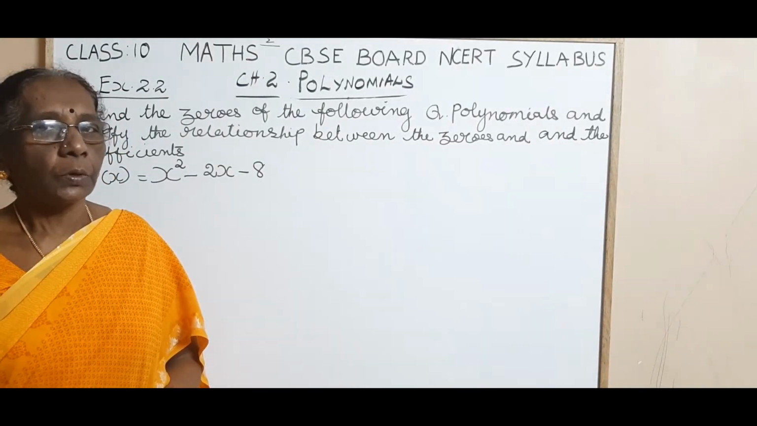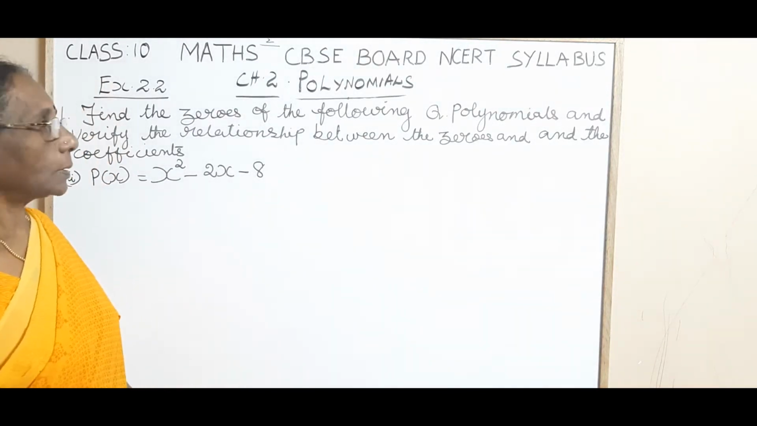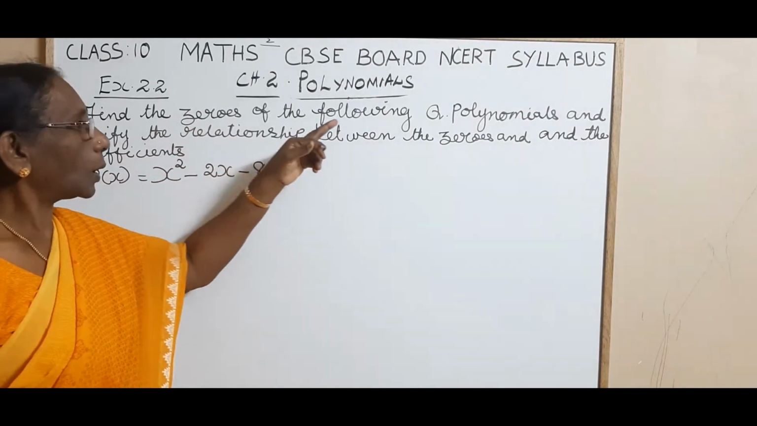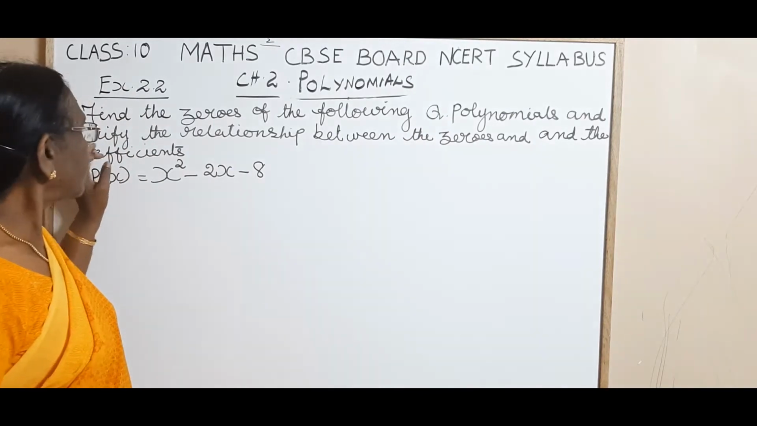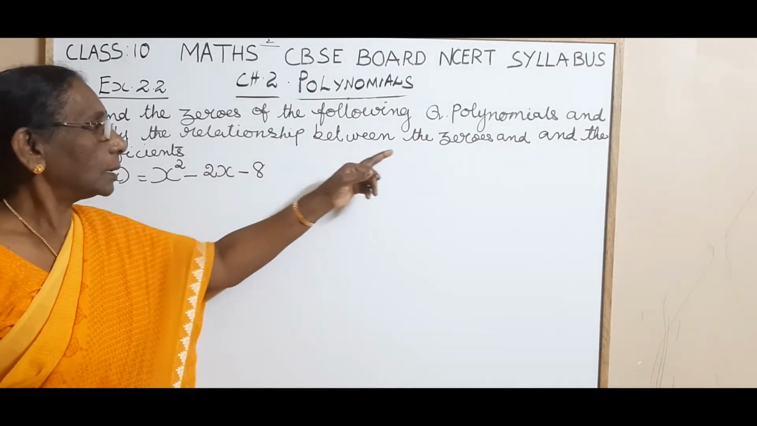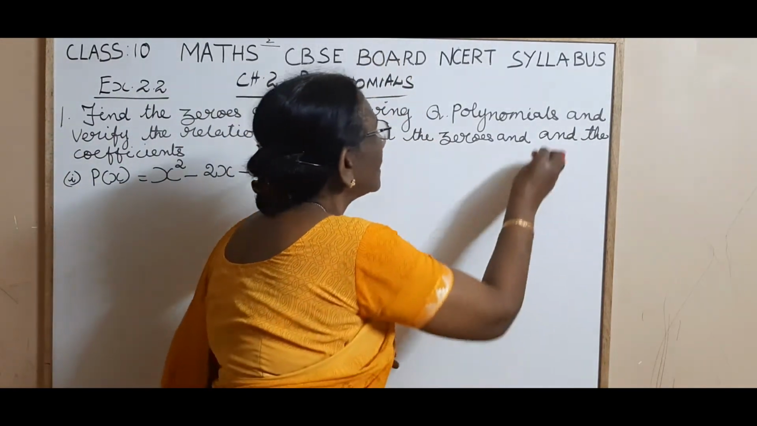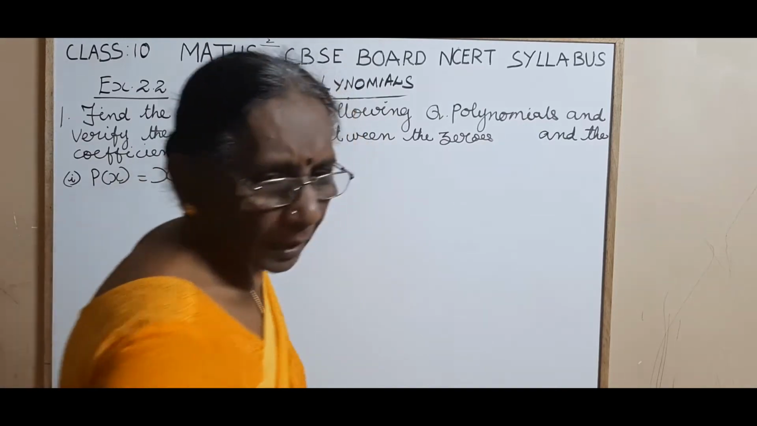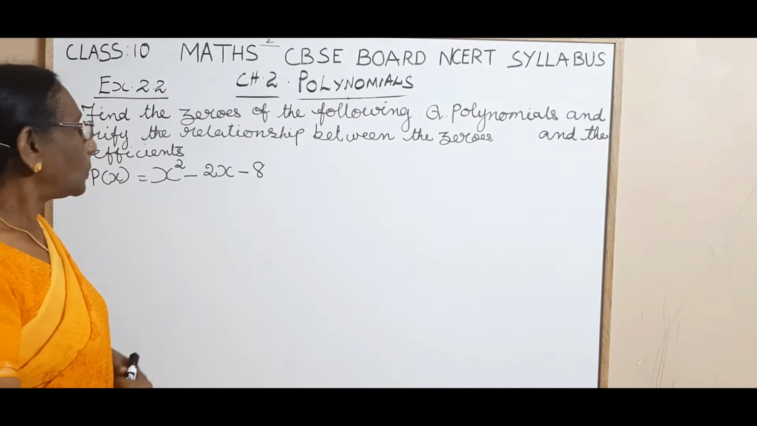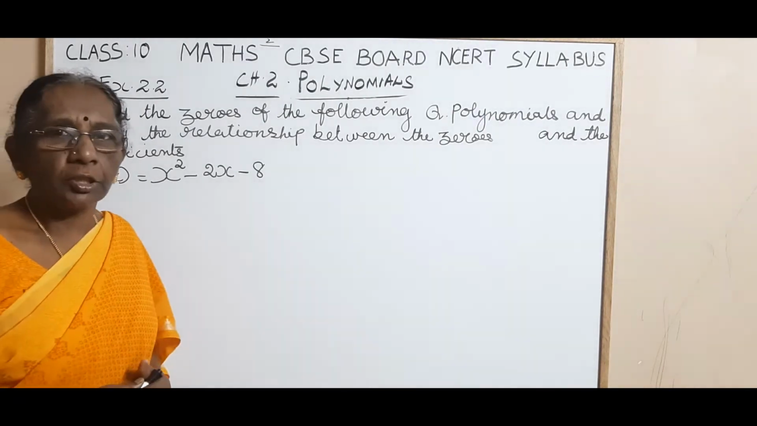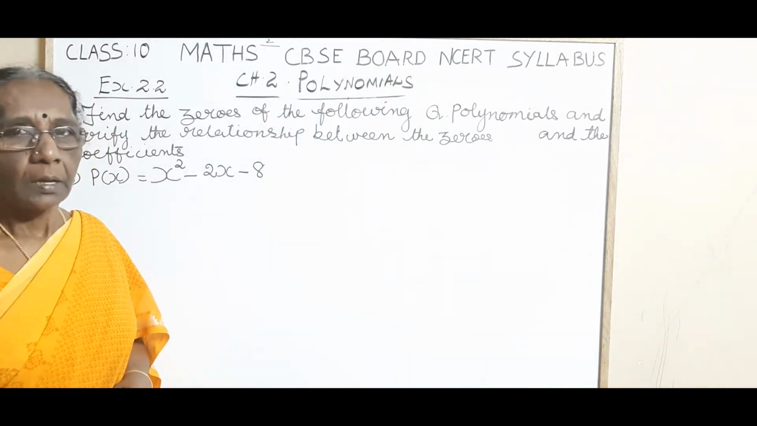Then we are going to do sums in exercise 2.2, sum number 1. The question is, find the zeros of the following quadratic polynomials and verify the relationship between the zeros and the coefficients. Okay, so already we have learnt the relationship between the zeros and coefficients of a polynomial, isn't it, children?